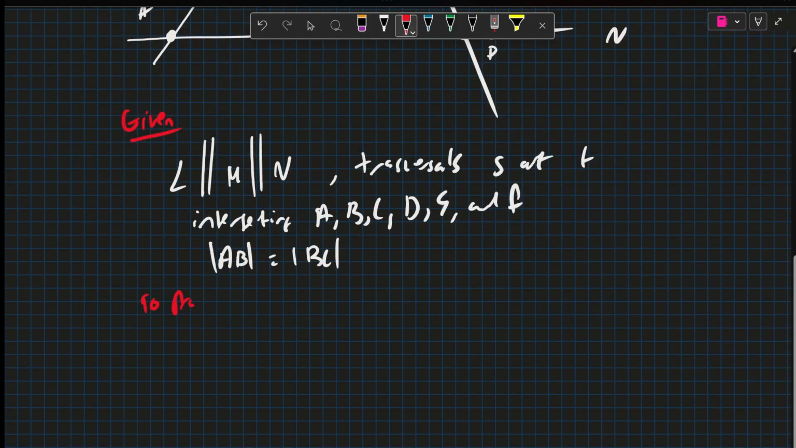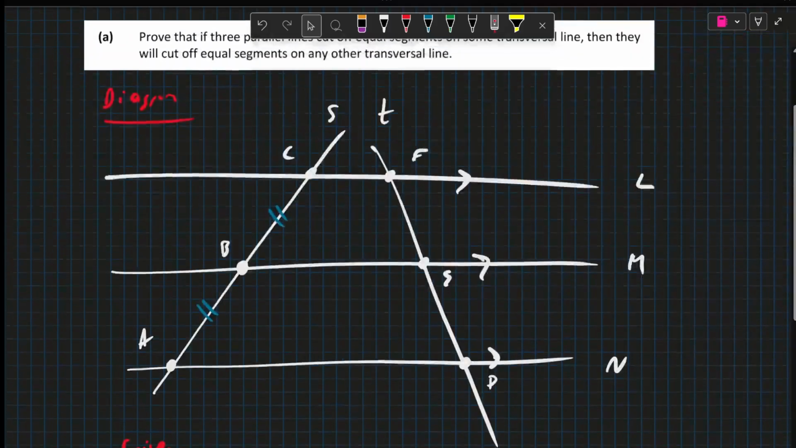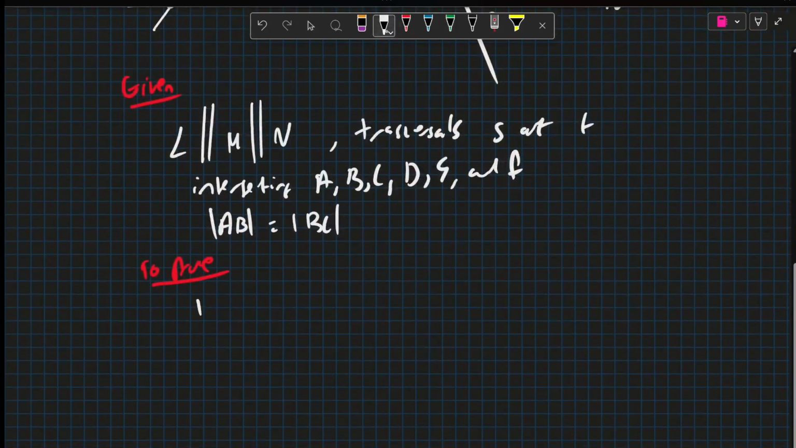Okay, now we get to the proof. So what we want to show is that DE equals EF. I'm actually going to put these little lines in here. So what we want to prove is that DE is equal to EF.